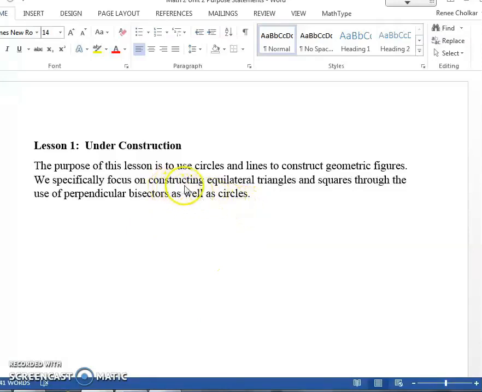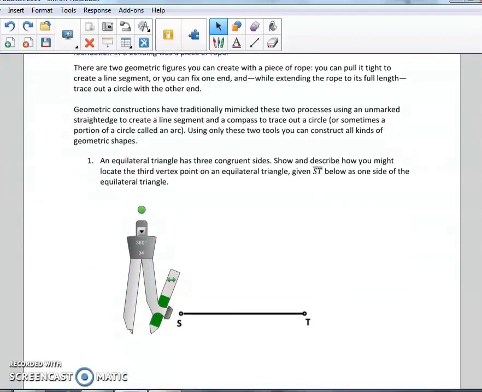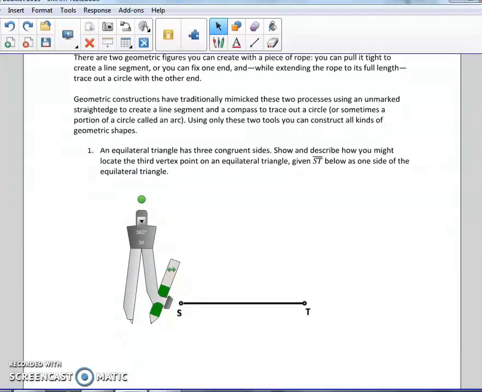This word "construct" in geometry means that we're going to use a straight edge, also known as a ruler, as well as a compass to construct these equilateral triangles and squares. What we discussed in class was how to, in number 1, construct an equilateral triangle. So we were allowed to try and figure out how to get an equilateral triangle, which means that all 3 sides are congruent in length.